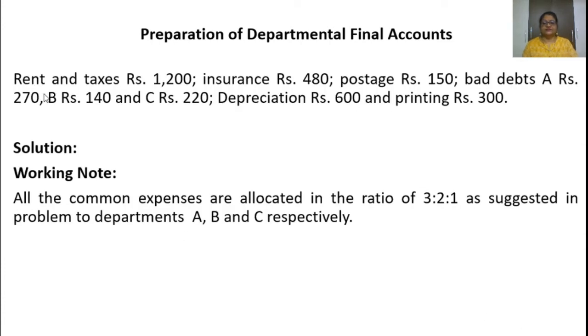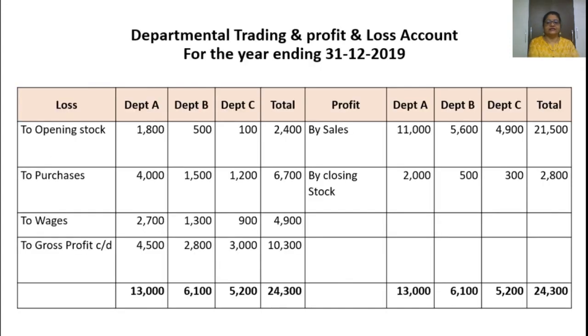Now you see this rent and taxes, it is 1,200. Insurance 480. Postage rupees 150. Bad debts. So bad debt is given department wise. For A 270, for department B 140, for department C 220. Depreciation rupees 600 and printing 300. So except bad debt, all expenses are allocated in the common ratio, that is 3:2:1.